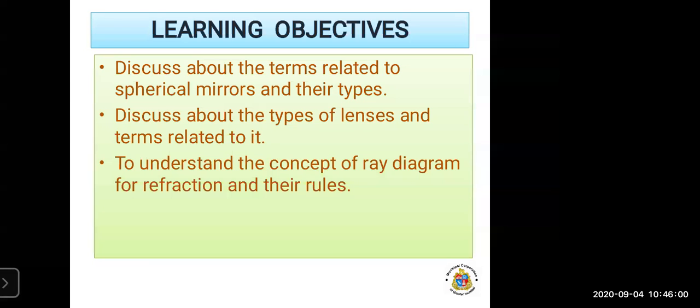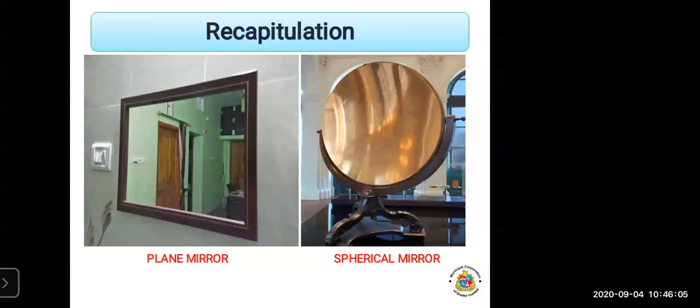Before that, a short recap of what you learned last year, in your 9th standard. Now look at the recap. Look at the diagram. What is it? This is nothing but the plane mirror and the spherical mirror.